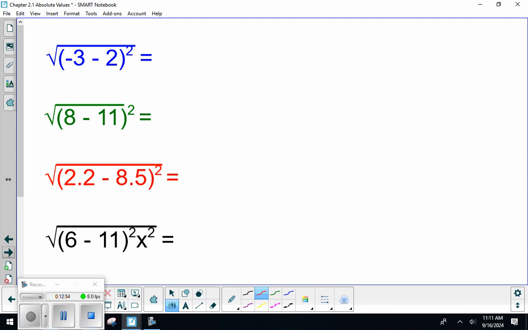So let me show you. For these, the square root of minus 3 minus 2 squared is the absolute value of minus 3 minus 2. The absolute value of minus 5, which is 5. All right? That's what I need you to know and remember. So I'm going to pause the recording. You do the other 3, and we'll come back and talk about them. Okay?